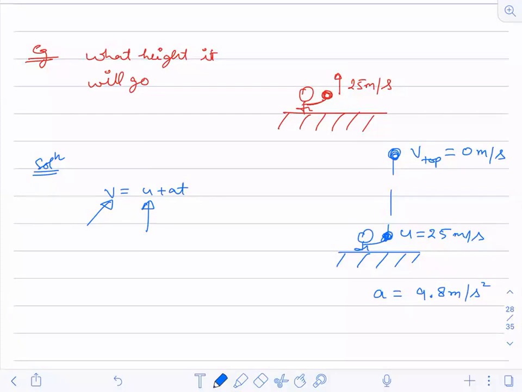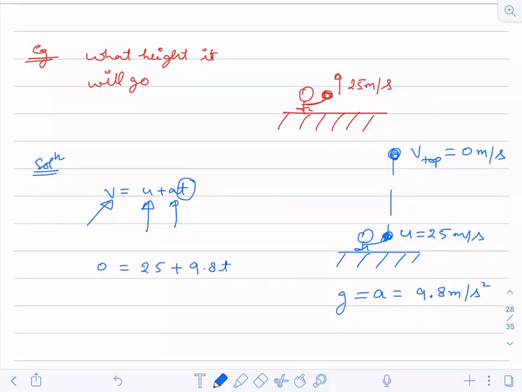What is the acceleration value now? Acceleration value is this. And we can calculate the value of time now. Understood? So just see here, v is 0, initial velocity u is 25, and I'm writing 9.8 into t.